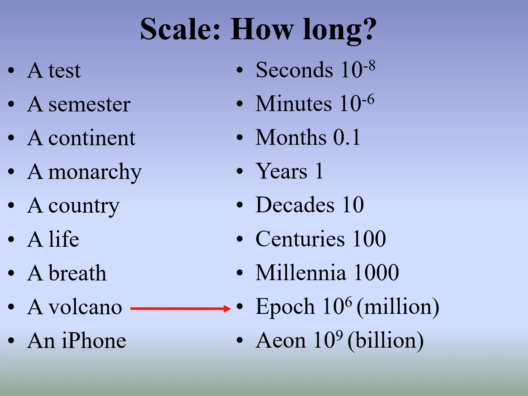Then you have a volcano, that's in millions of years, so that's 10 to the 6 years. So that's a 1 with 6 zeros after it, so that's a million. We call that an epoch. And then you have continents, and some of the continents, namely North America, parts of Africa, parts of Europe, parts of South America, Australia. These are measured in eons or billions of years, and that's a 1 with 9 zeros after it, so 10 to the 9th.